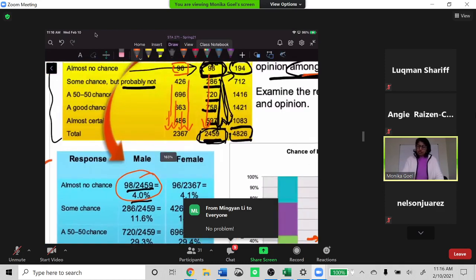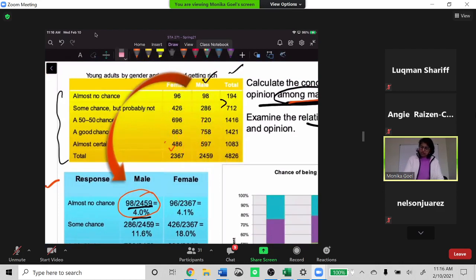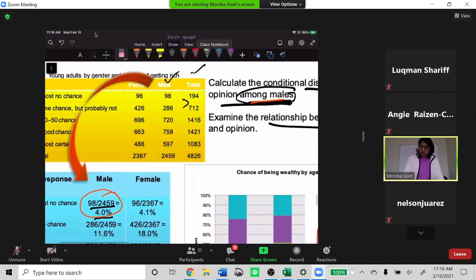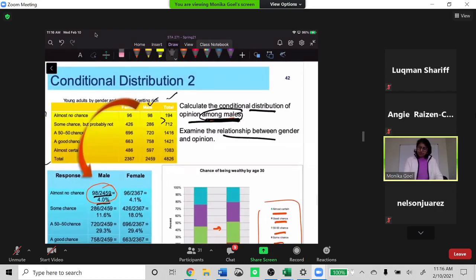So go to the specific cell. First thing is go to the specific cell depending upon what the question is asking you, and then go to the representative denominator. Look for what I am looking for. This condition: calculate the conditional distribution of opinion of male. So I went to male and opinion. Since the opinions are so many, I can go to the specific cell for each opinion.